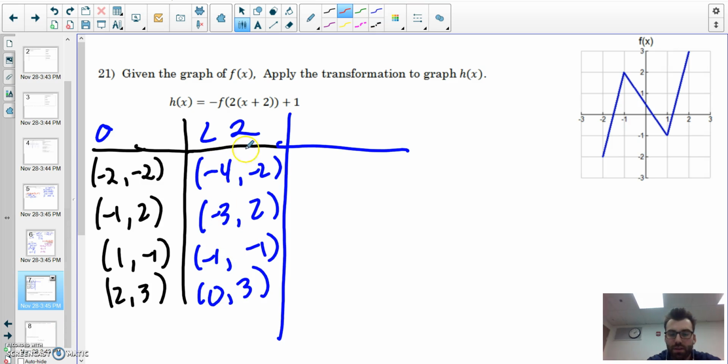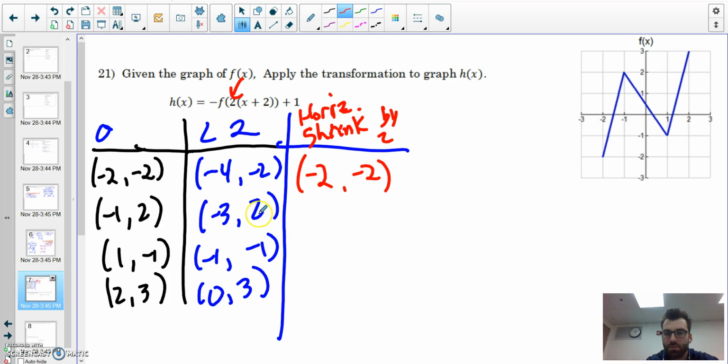All right, so remember I moved left 2. I subtracted 2 from every x value. Now I got to take care of this 2. The 2 is attached to the x, which makes it a horizontal shrink by 2. So I'm going to take all of my x's, since on the inside do the opposite, and divide them by 2. So my first point would be -2, 2. Go ahead and try the rest.